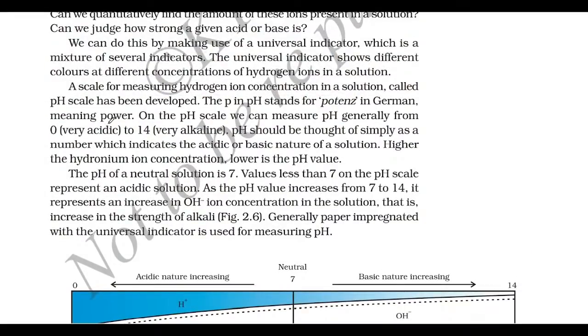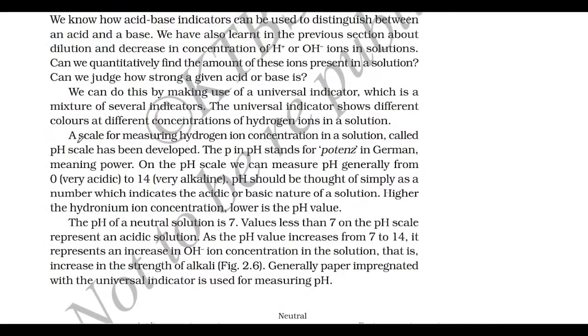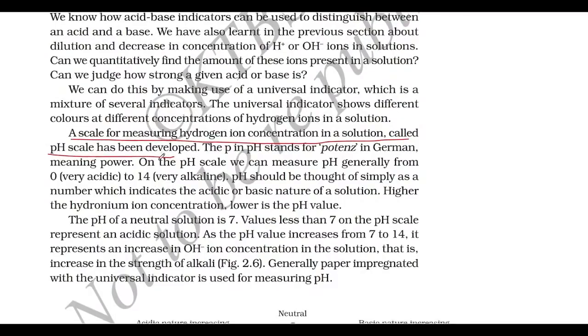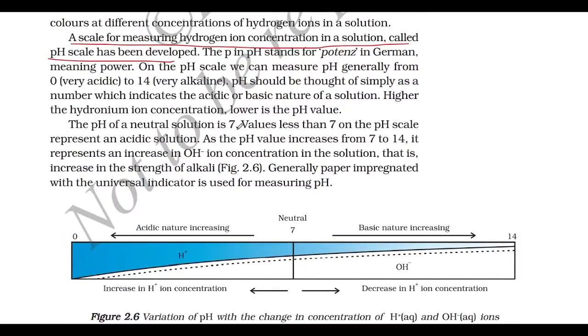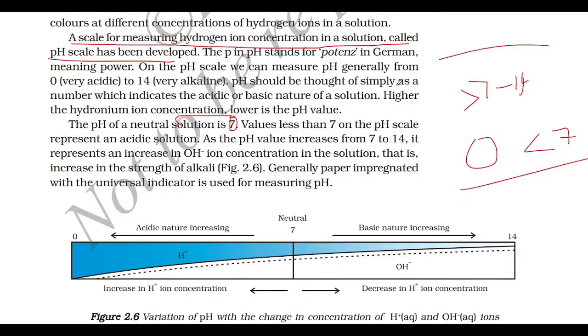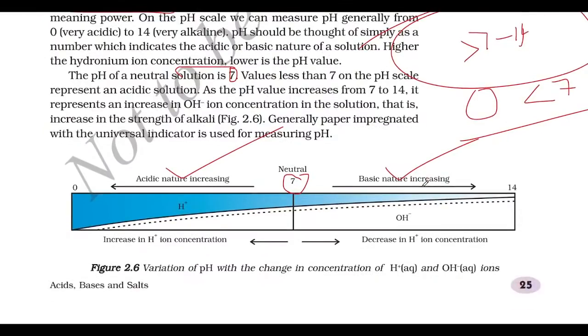So next, a very important scale for measuring hydrogen ion concentration is called the pH scale. A scale measuring hydrogen ion concentration in a solution is called the pH scale. Students, the pH of a neutral solution is 7. 0 to less than 7 is acid. 7 to 14, greater than 7 to 14, it is what? Basic nature. Therefore 7 is neutral, 0 to 7 it is acidic, 7 to 14 it is what?